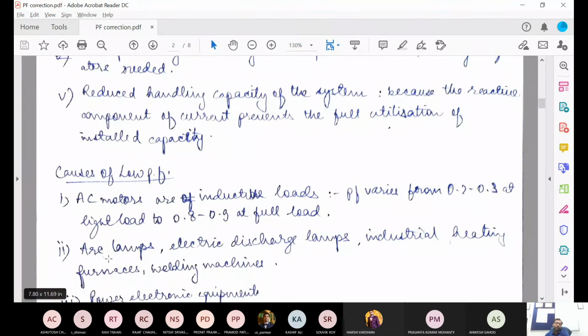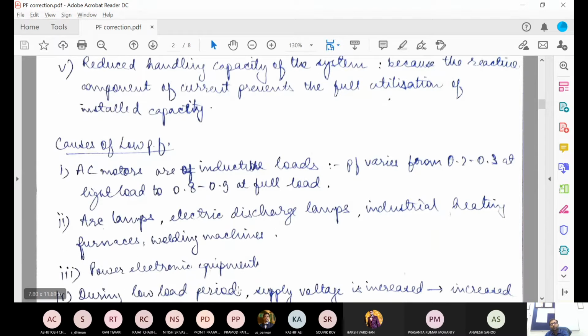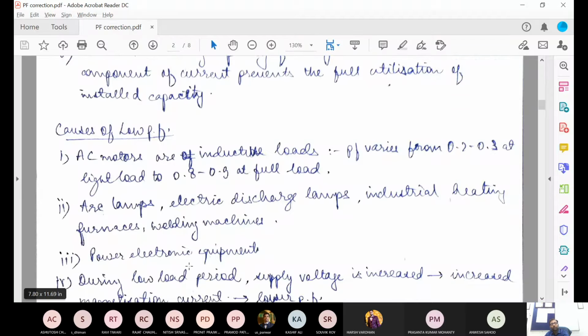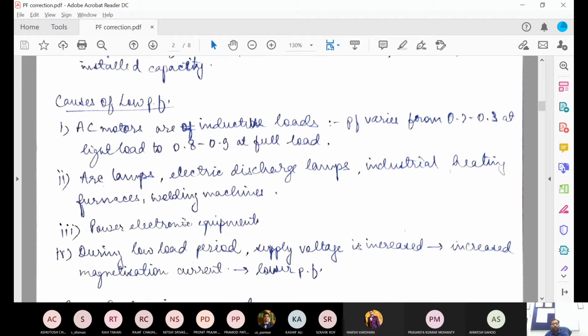Then there are several other devices and equipment, like arc lamps, electric discharge lamps, CFLs and tube lights, which are very common these days, industrial heating furnaces and welding machines. All these are typical examples which contribute to poor power factor. Power electronic equipment, as we discussed in the earlier class also, is a major source. And so all the IT load, the information technology load, the computers and laptops and circuits having power electronic chips, will always cause poor power factor.